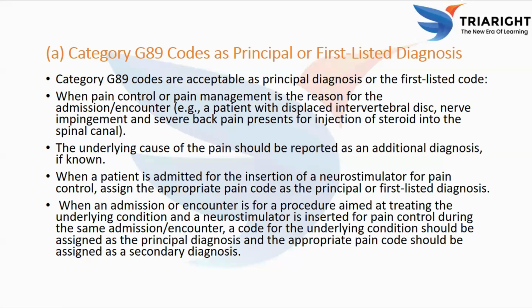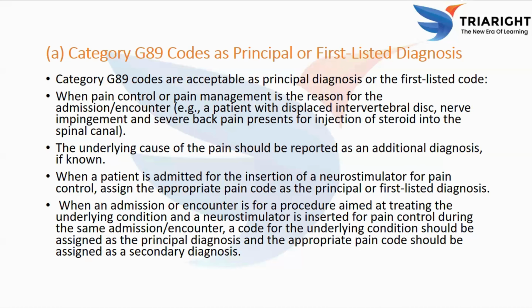So when the patient is admitted for surgery to fix the underlying problem, for example, if a patient is admitted to treat spinal stenosis. What do you mean by spinal stenosis? When the spinal canal is narrowed. So you have admitted to hospital to treat it. During the same day, a neurostimulator is also inserted for pain relief. So in this case, it cannot be coded as the principal diagnosis, right? Underlying condition is spinal stenosis, so this has to be coded as the principal diagnosis. And the pain code G89 must be the secondary diagnosis, because the main goal is to treat the disease, not the pain.